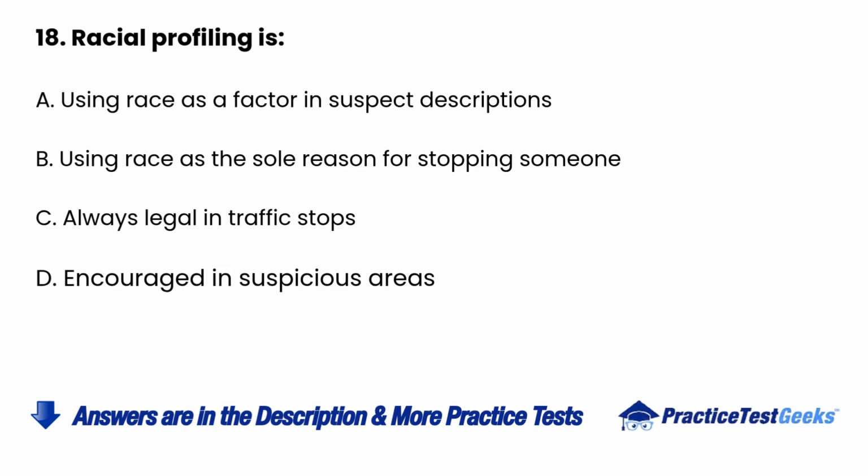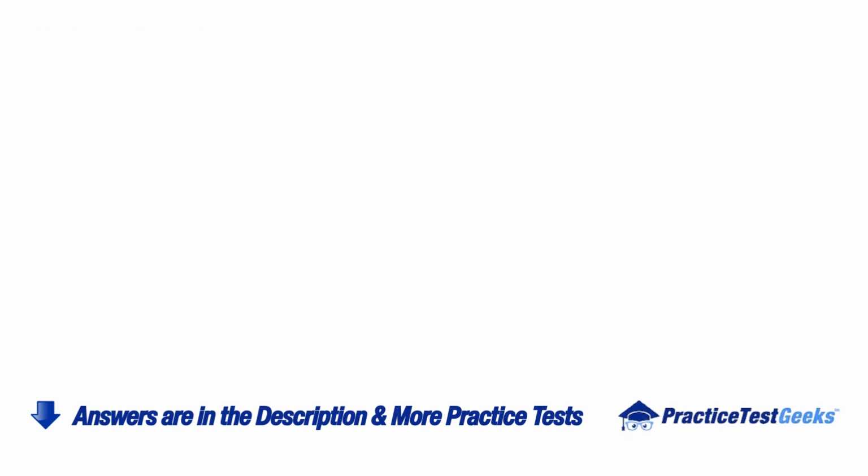18. Racial profiling is: A. Using race as a factor in suspect descriptions. B. Using race as the sole reason for stopping someone. C. Always legal in traffic stops. D. Encouraged in suspicious areas.